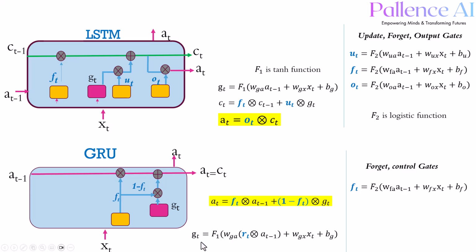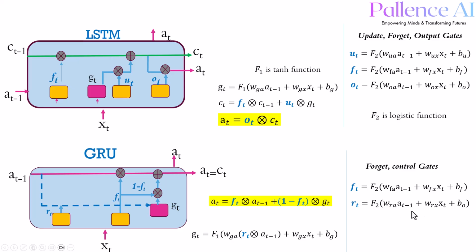But for GRU, to compute GT, you're still going to use the XT, the actual input, and then you're going to multiply that with weight matrix WGX. But for the AT minus 1, you use another gate, RT, called the control gate, which determines what portion of this AT minus 1 needs to be used to compute the GT. So that's what this RT is doing.